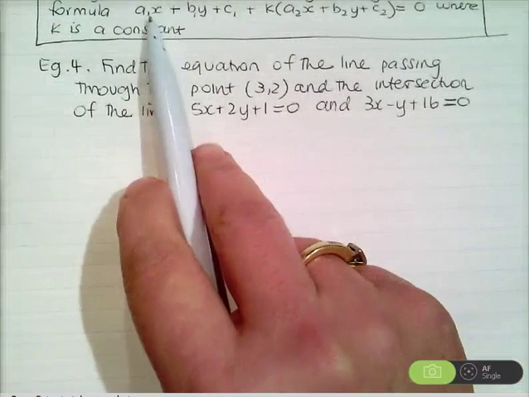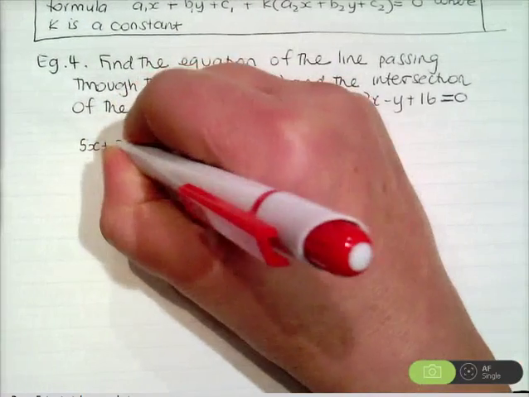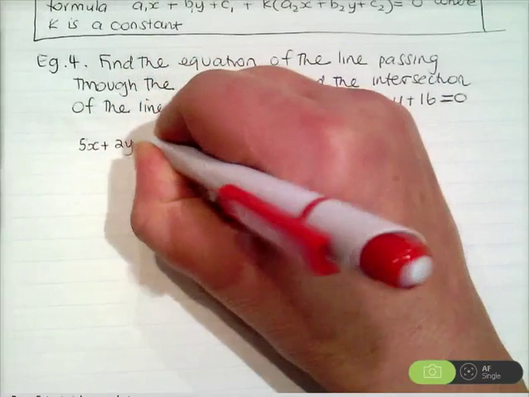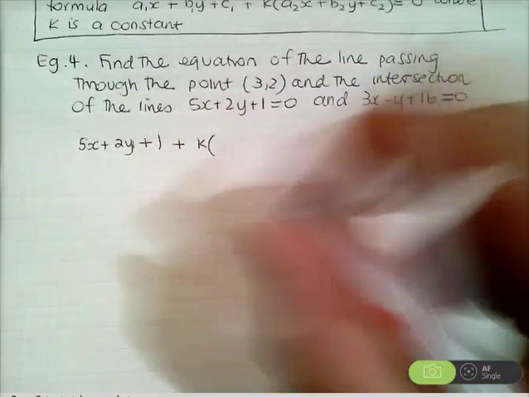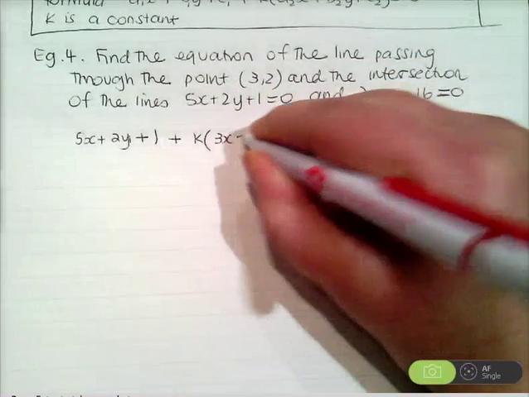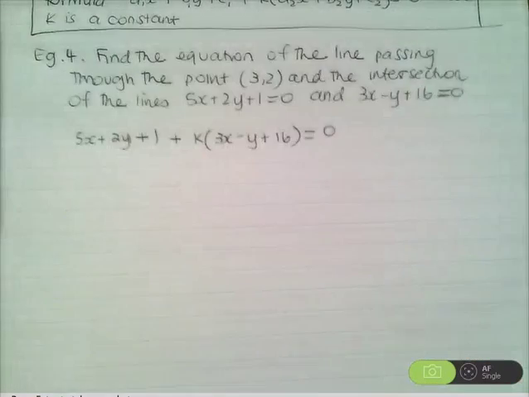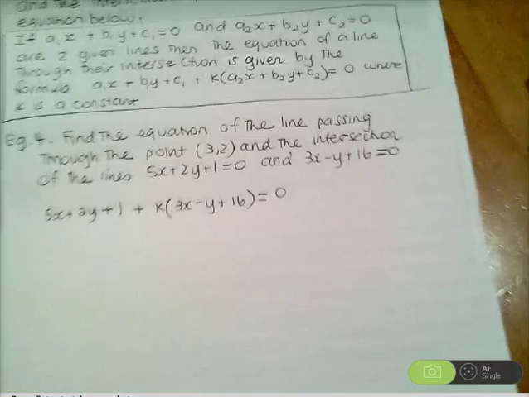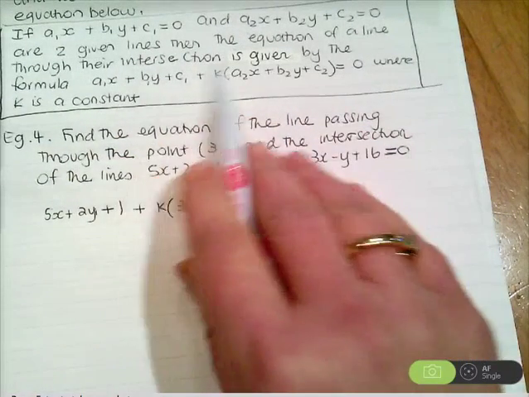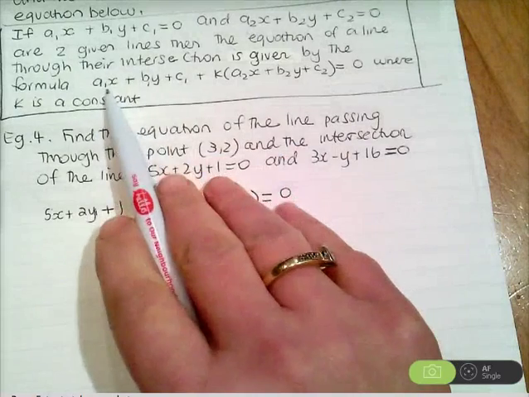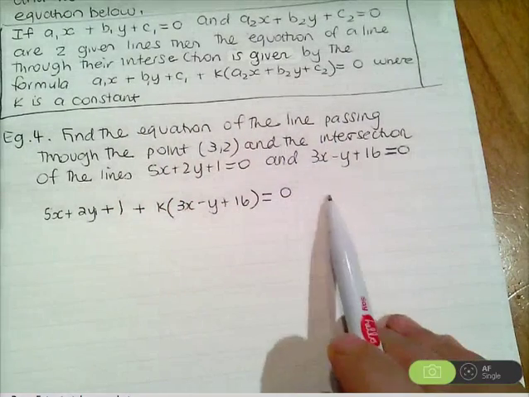So what we do, we set up this equation. So we write the first line, 5x plus 2y plus 1, plus k times this second equation, 3x minus y plus 16, is equal to 0. So that's what it's telling us to do up there. So if you've got these two lines, the equation of the line through their intersection is given by this. So you write the first equation plus k times the second equation equals 0, and we've done that.